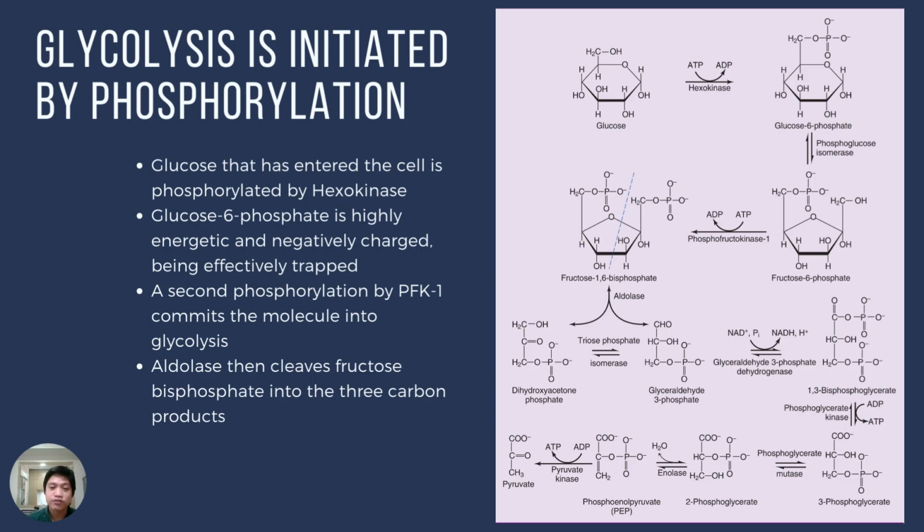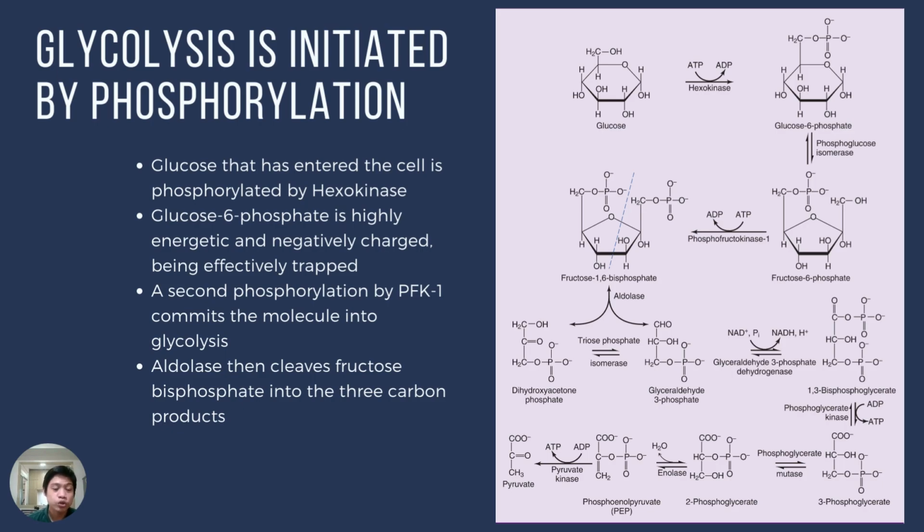This second phosphorylation by phosphofructokinase 1 is the committed step in glycolysis, which means that after fructose 6-phosphate is phosphorylated, that molecule of originally glucose can no longer go into other metabolic pathways. It will have to be catalyzed and taken up by glycolysis and no other accessory pathway. So that's what the committed step means.